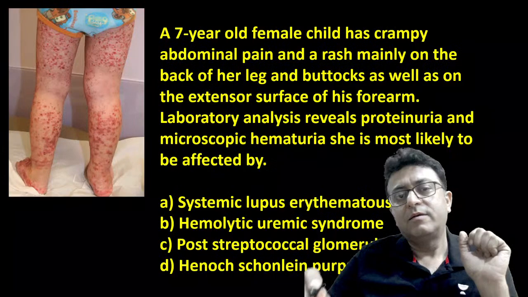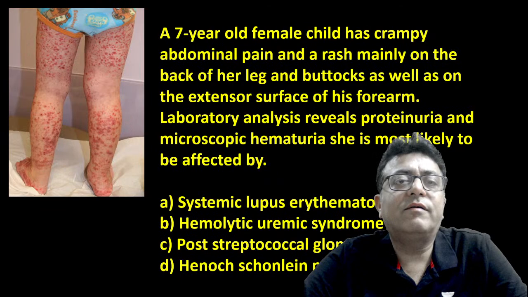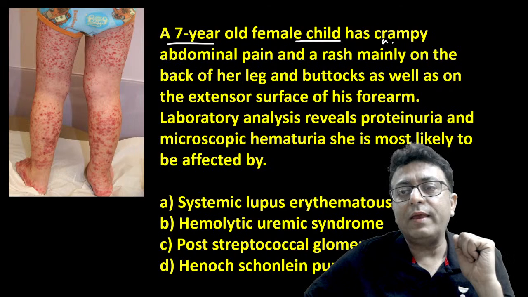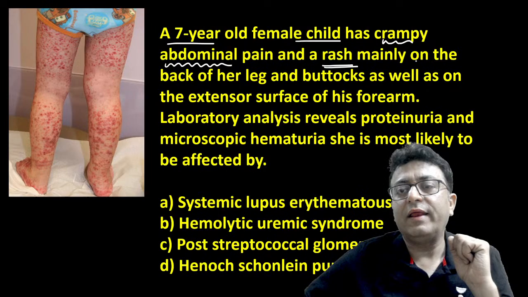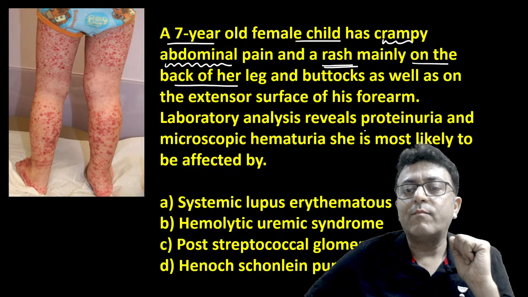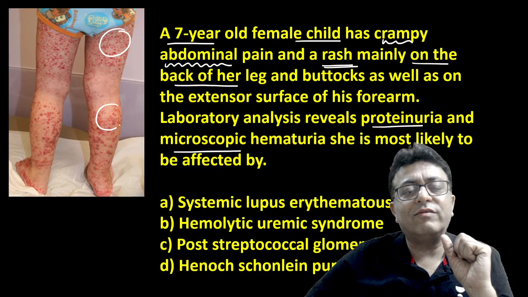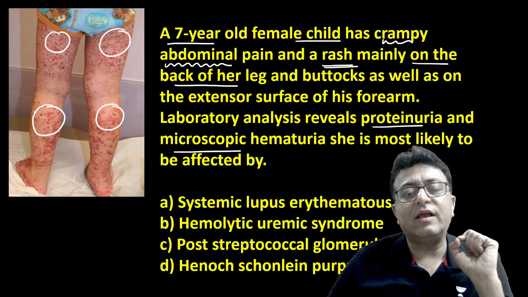Answer this. If you read this question, you will get the answer. But spend your time looking at the image. A 7-year-old female, crampy abdominal pain, rash mainly on the back of her leg, laboratory proteinuria and microscopic hematuria. So what is the classical thing? It's the rash. If you see this patient, rash below the buttocks over the lower limb, this is classical of Henoch-Schonlein purpura.